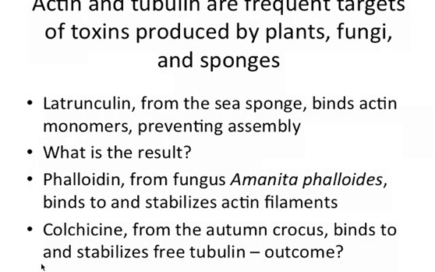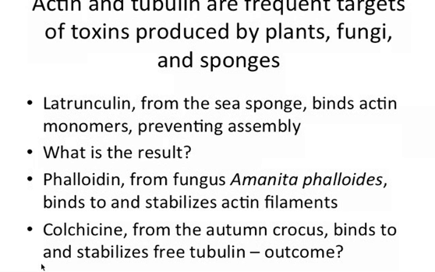Some examples: latrunculin, which is from a sea sponge. It binds actin monomers, preventing assembly. So what would be the result of preventing actin monomer assembly into actin filaments? How would that affect the cell function? Yes? No cell movement, right? Okay, no cell movement. What else? Cell division. No cell division. Would you say that'd be bad? Is that good or bad?